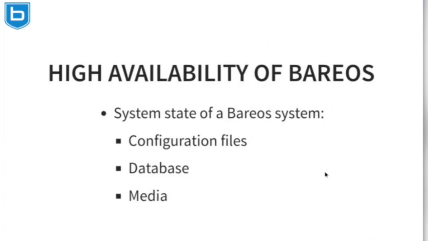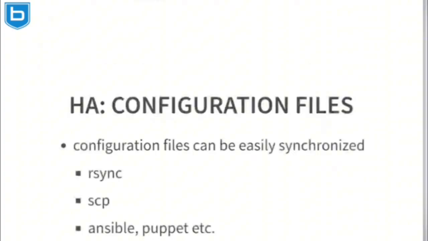Okay, so if you want to make some software highly available, you have to make sure that the parts that contain the state of the software system are highly available. Let's have a look at Bareos. What are the parts that have a state in the Bareos system? One thing is the configuration files. The second thing is the content of the catalog database. And of course, the content of the storage backup media. So we have to somehow make all these three parts highly available to have a highly available Bareos system.